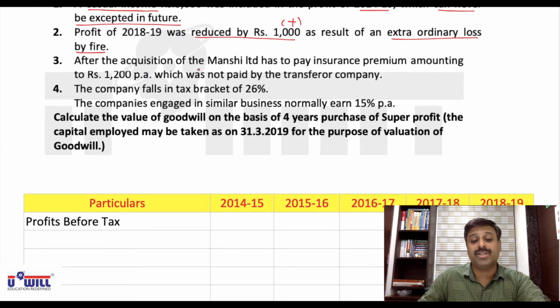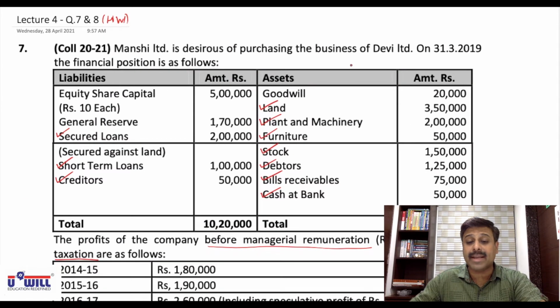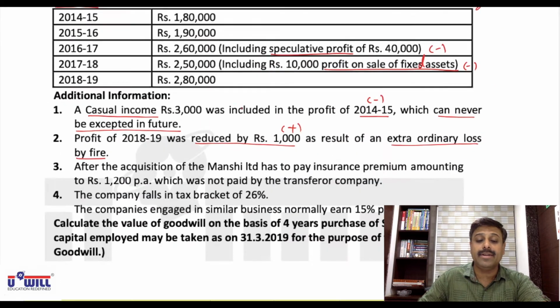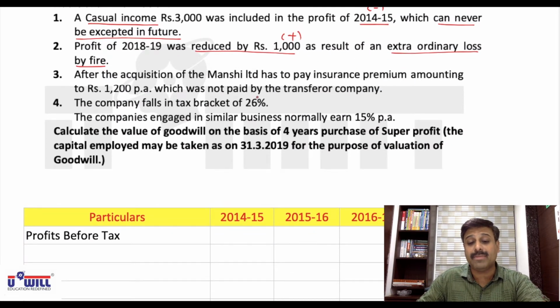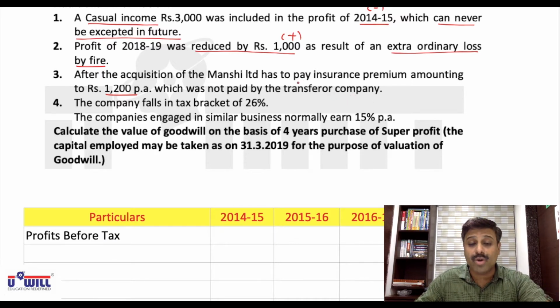After the acquisition of Munshi Limited, as we have seen in the beginning, Munshi Limited has purchased Devi Limited. So after the acquisition, Munshi Limited has to pay an insurance premium amounting to 1200 per annum, which was not paid by the transferor, meaning the selling company, in the past. So you have to pay after the acquisition, which means this is a future expected expense.